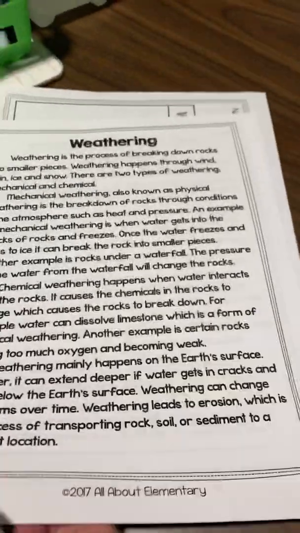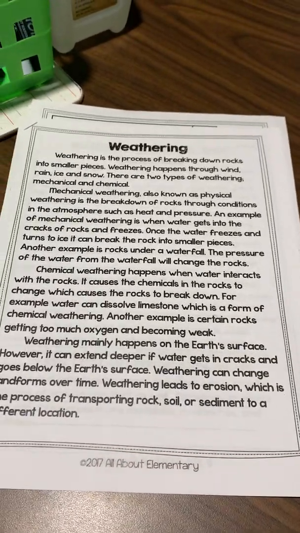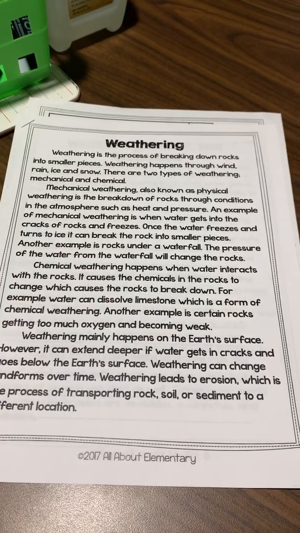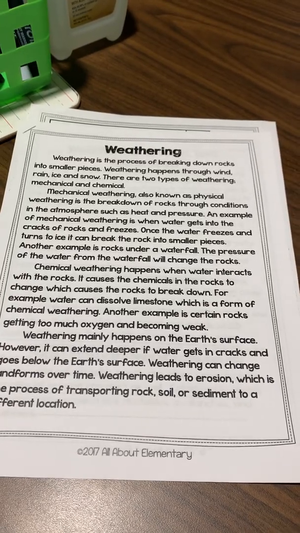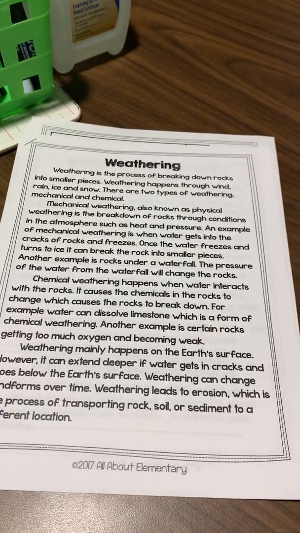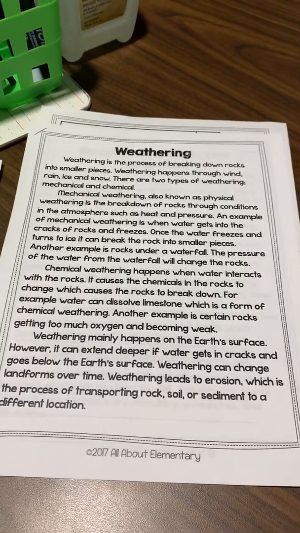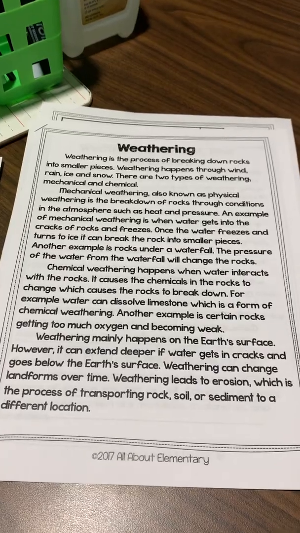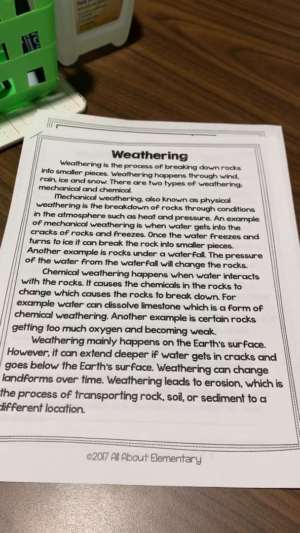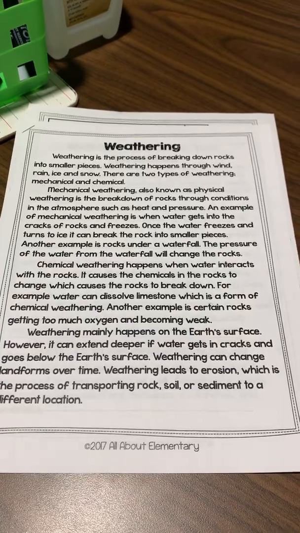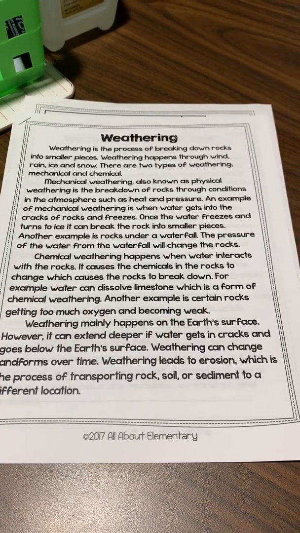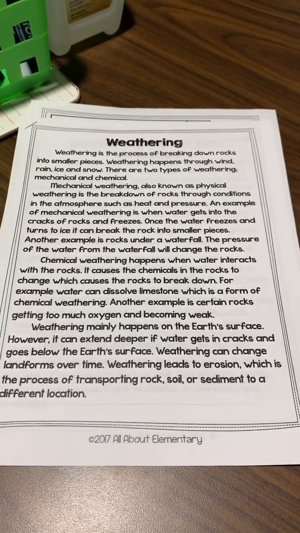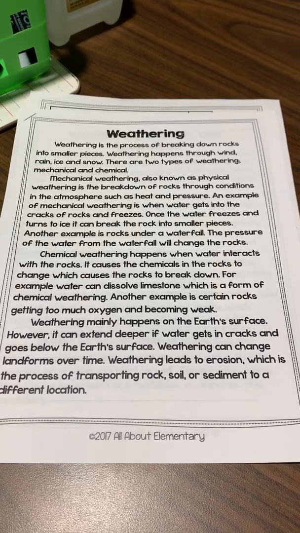All right, so let me read some of these passages to you. Weathering is the process of breaking down rocks into smaller pieces. Weathering happens through wind, rain, ice, and snow. There are two types of weathering, mechanical and chemical. If you're not already reading this with me, go ahead and get out your paper and start reading it with me. Mechanical weathering, also known as physical weathering, is the breakdown of rocks through conditions in the atmosphere, such as heat and pressure. An example of mechanical weathering is when water gets into the cracks of rocks and freezes. Once the water freezes and turns to ice, it can break the rock into smaller pieces.